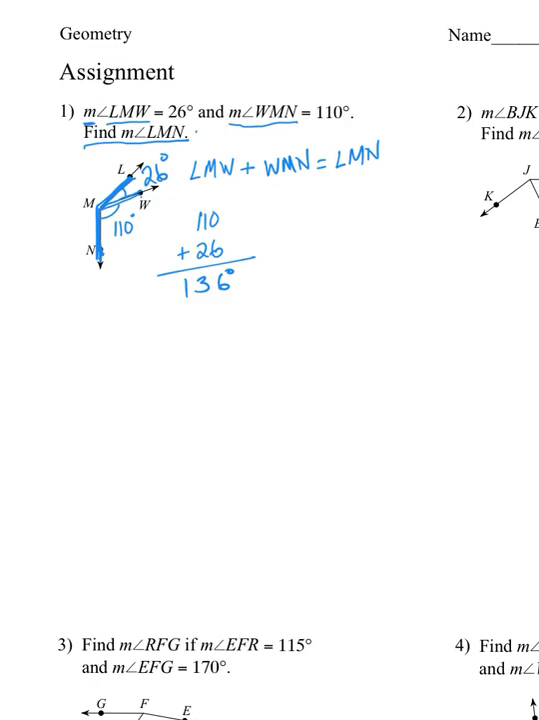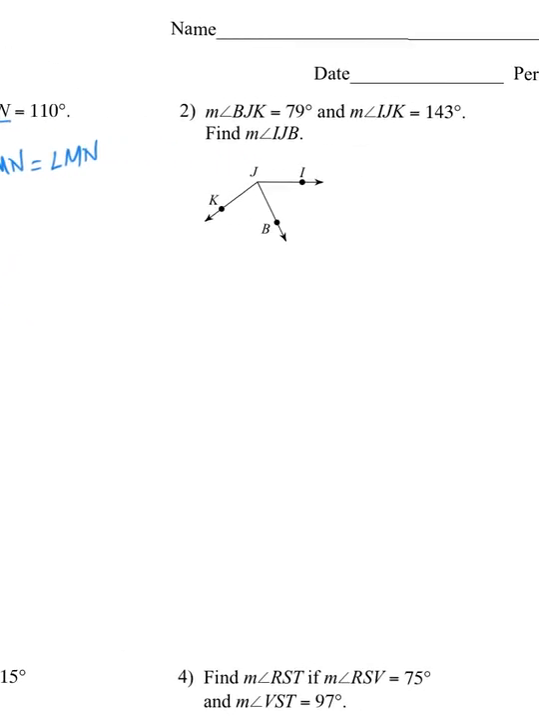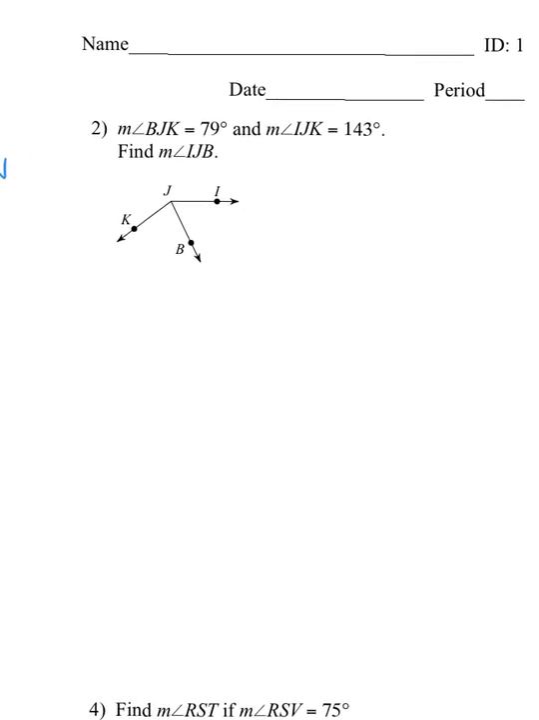Okay, so now let's take a look at another example. So here we're told the measure of BJK. So BJK is 79 degrees. And the measure of IJK, now I'm going to highlight this in a different color for you. So IJK, that's the larger angle. That's the bigger all-encompassing angle. And that angle is 143 degrees.